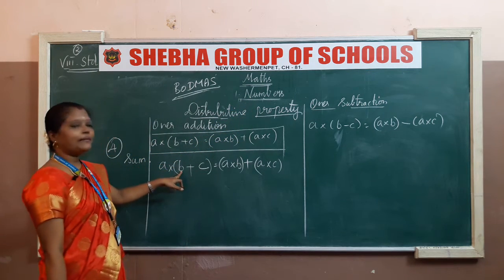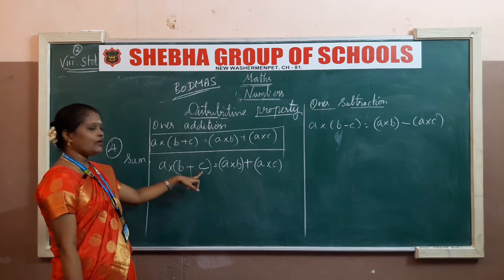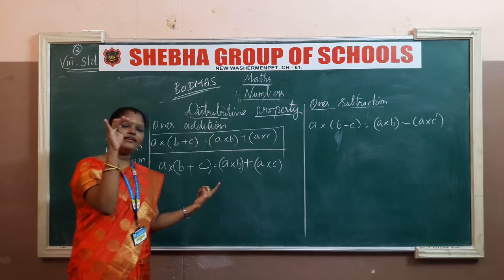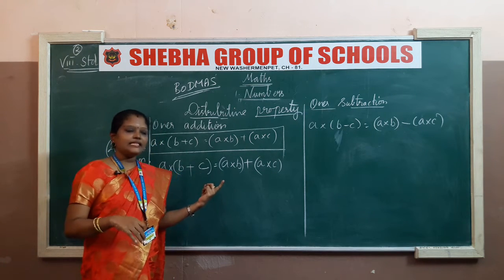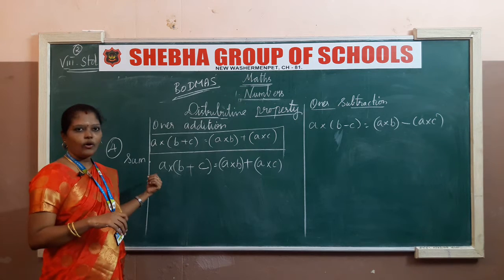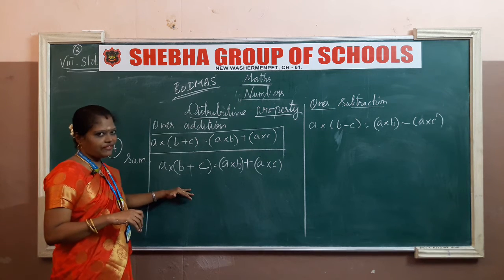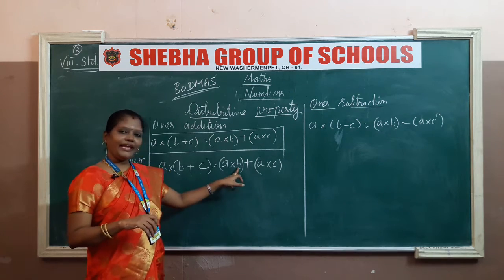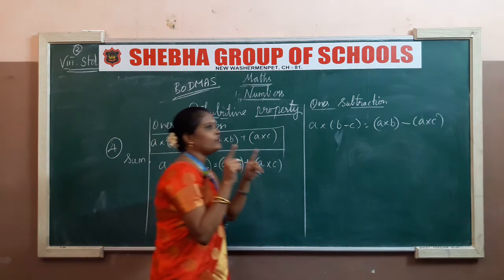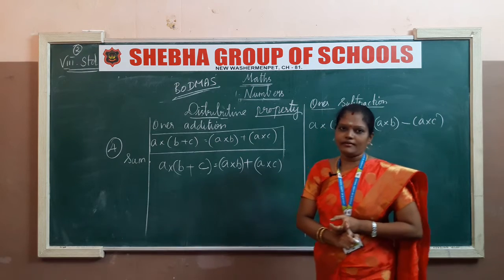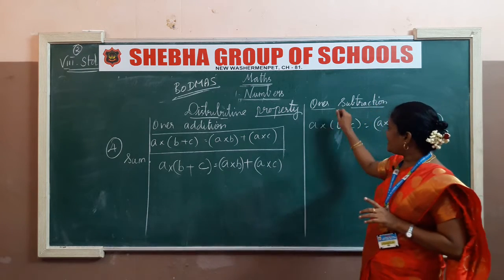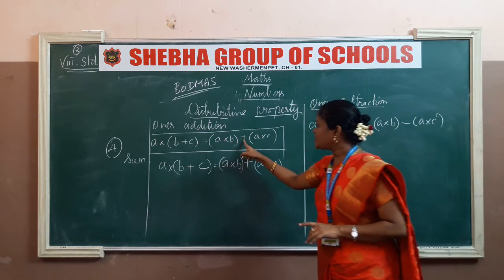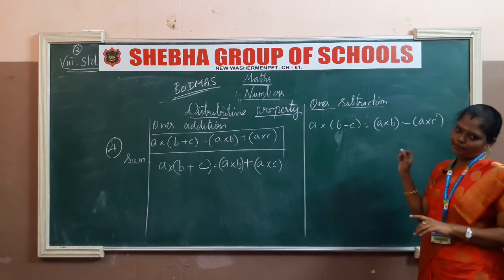So first we have to complete B plus C, adding the B value and C value. If the denominators are not the same, what we did in the previous sum, yes, find the LCM, and then multiply with A. Okay, wow. So you get the answer for the left hand side. The same thing you should follow in the right hand side also: A into B and A into C. After getting the 2 answers, you just add them. Yes, the same thing you should follow in subtraction also. Instead of addition, we are going to do subtraction.